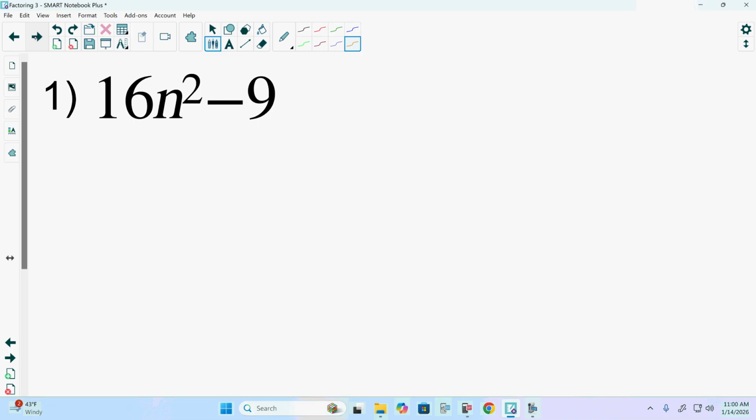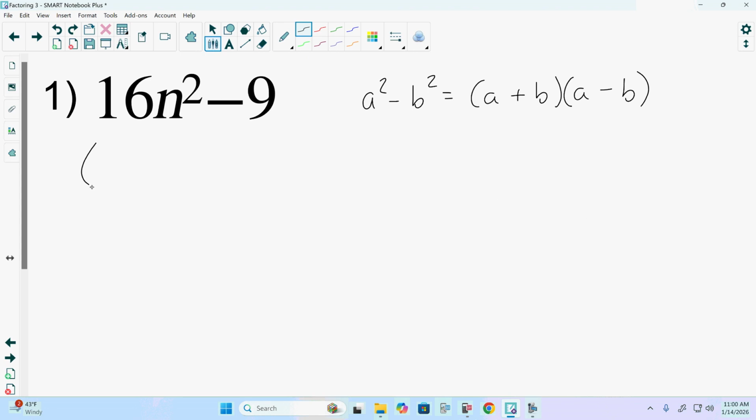16n squared minus 9. So, it's still of the form a squared minus b squared is equal to a plus b times a minus b. So we can rewrite it in the form of a squared minus b squared, so we see what a and b are. What times itself is 16n squared? 4n, because 4 times 4 is 16, n times n is n squared. So 4n times 4n is 16n squared.